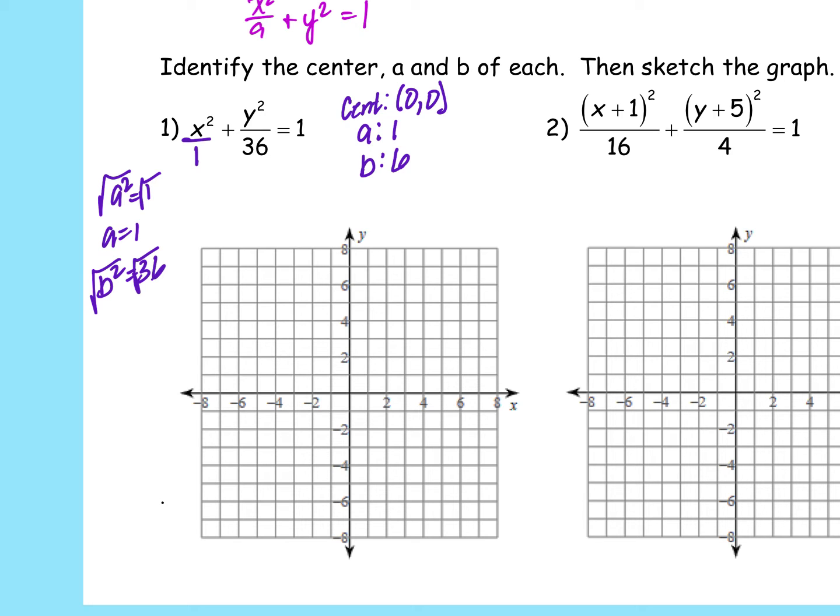So now I'm going to plot my circle. And A goes side to side, so I'm going to go 1 out from the center of the circle. And B goes up and down, so I'm going to count up 6 and count down 6. And there's the shape of my ellipse.